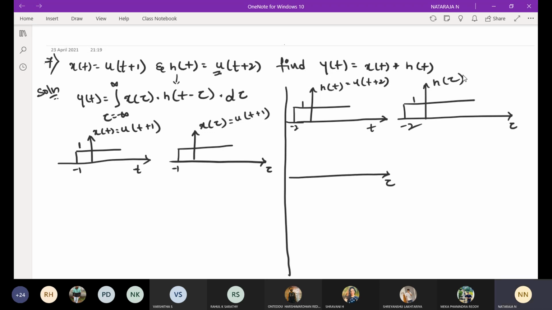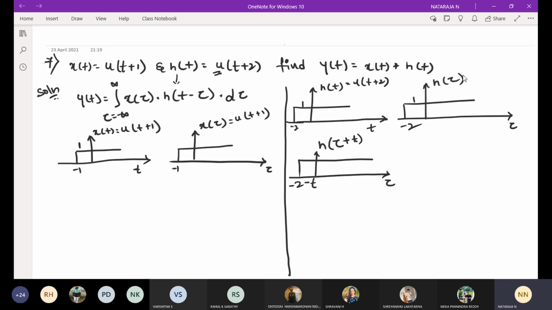this is in terms of tau. This is the signal. I need to change h of tau, which I already have. I want plus t. I will make plus t here so that our signal starts at minus 2 and ends at infinity. If I add plus t here, this becomes minus t. If it is minus t, this becomes plus t.